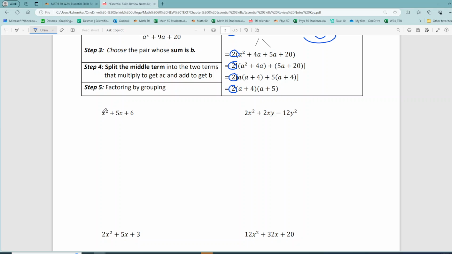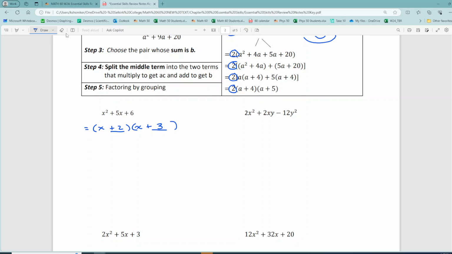Looking at this question, I notice that there's a 1 in front, so I don't have to do the whole decomposition method, although if you want to, you can. And again, by decomposition, I mean breaking up that middle term into the two numbers that multiply and add. What I'm going to do is go straight to my brackets. I'm going to put an x and an x because I know that my first terms are going to multiply to give me x squared. Then I know that these two numbers are going to multiply to give me 6 and add to give me 5. So I'm going to put a plus 2 and a plus 3. All good. Okay, this one's done.